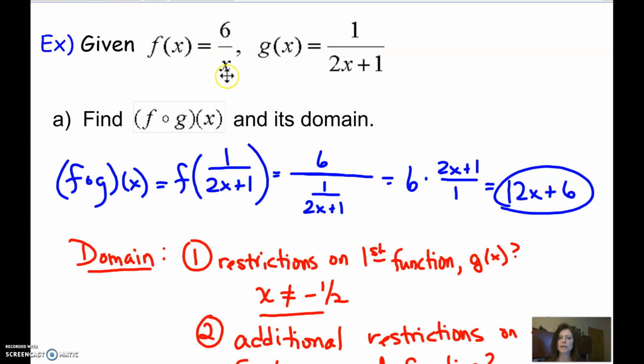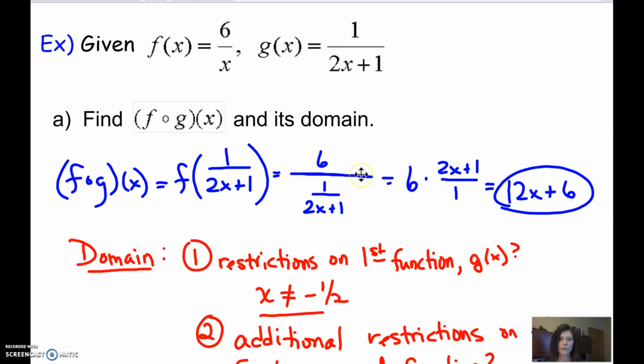So I have f of x equals 6 over x, and g of x is 1 over 2x plus 1. Finding f of g and its domain means I'm first going to go ahead and figure out what that function looks like. So if it's f of g, that means, remember, that we're going to take the g here, and whatever that is, we're going to put it in place of x. So you wipe out that x and you put this expression there instead. So we get 6 over the 1 over 2x plus 1.